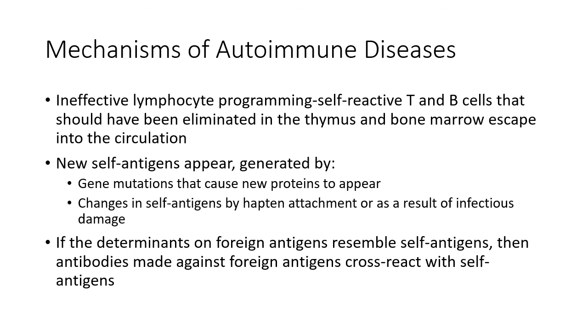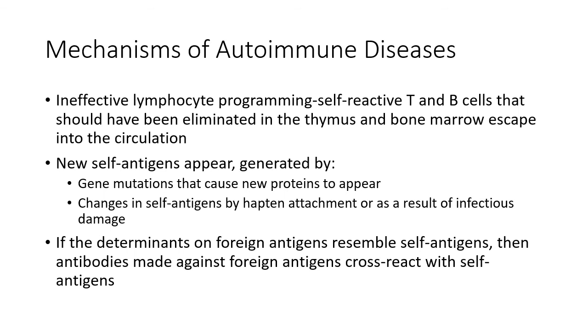Another thing that can happen is new self-antigens appear. The antigens change because gene mutations cause new proteins to appear, and your immune cells are programmed to look for a certain sequence of protein, a certain MHC complex. So if it's genetically altered, now it's not self anymore. Changes in self-antigens can happen by hapten attachment, these allergic proteins, or as a result of infectious damage over time.